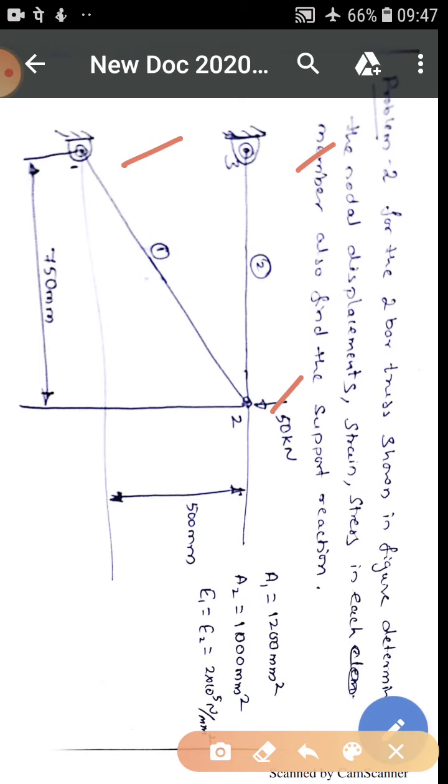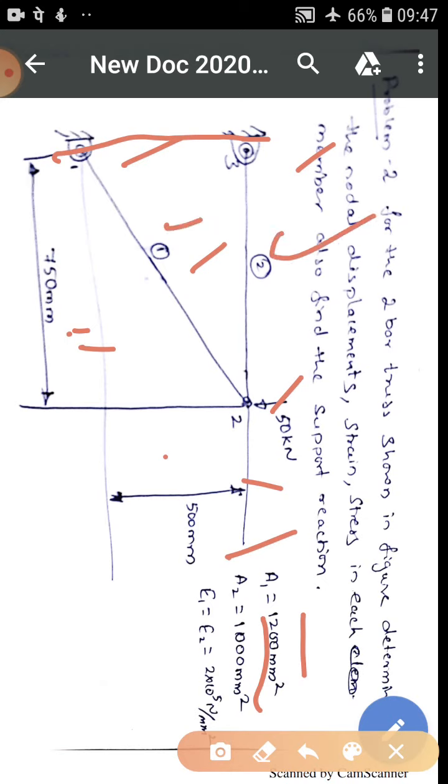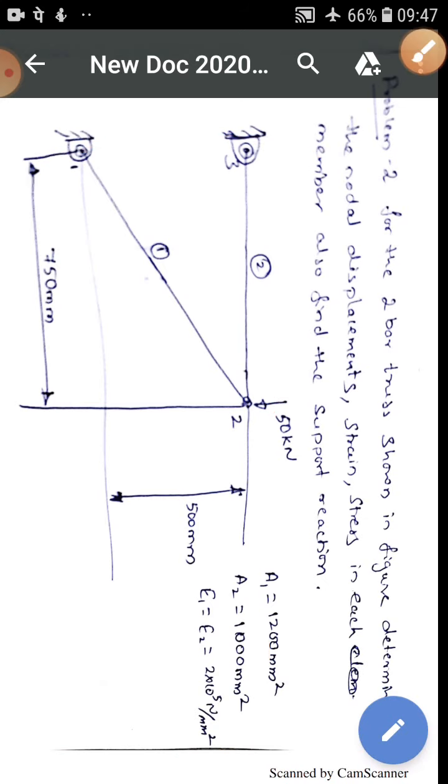I'll give a hint. You can see this length. The length of the second element is given, that is 750 mm. The length of the first element has to be determined using the Pythagoras relation. 500 and 750 are the opposite and adjacent side values. Area of the first element is 200 mm square. Area of the second element is 1000 mm square. The areas are different in this problem, whereas the Young's modulus is the same for the first and second elements.